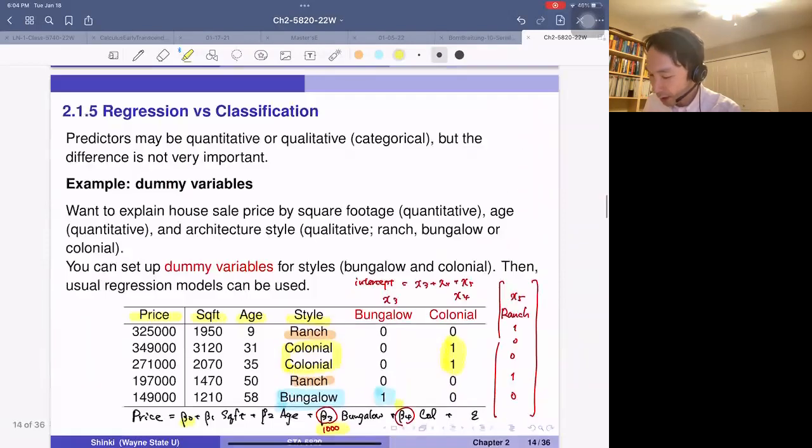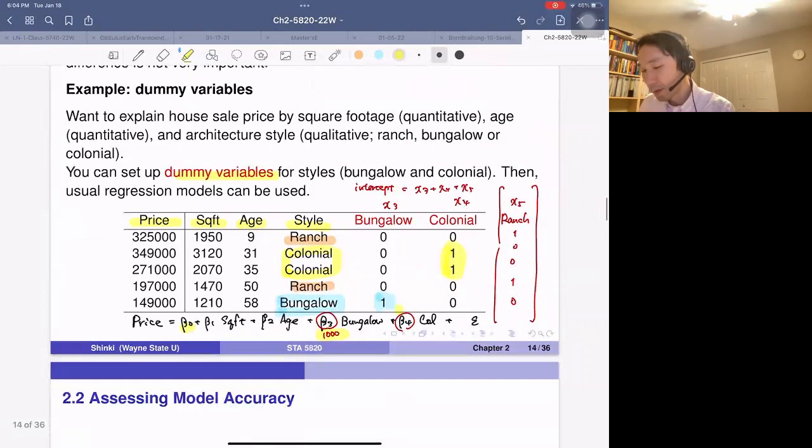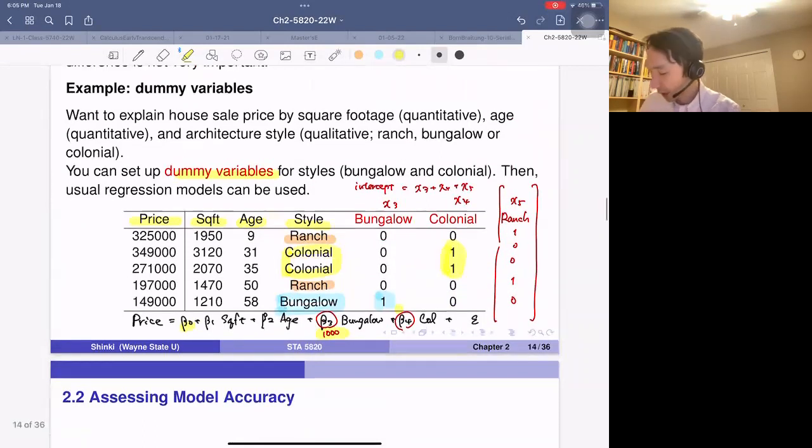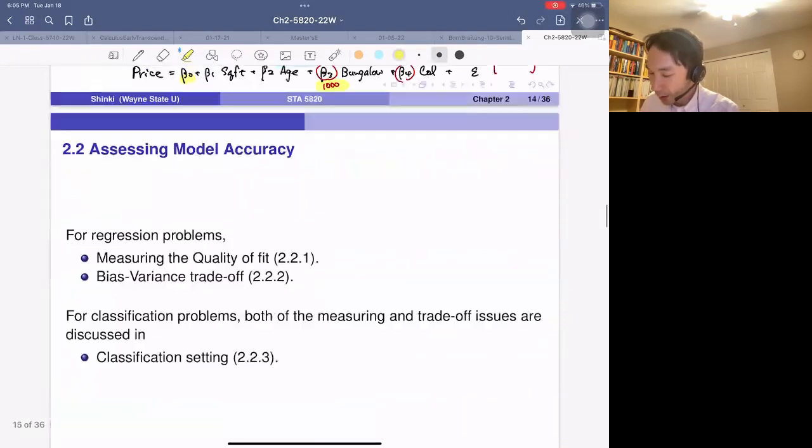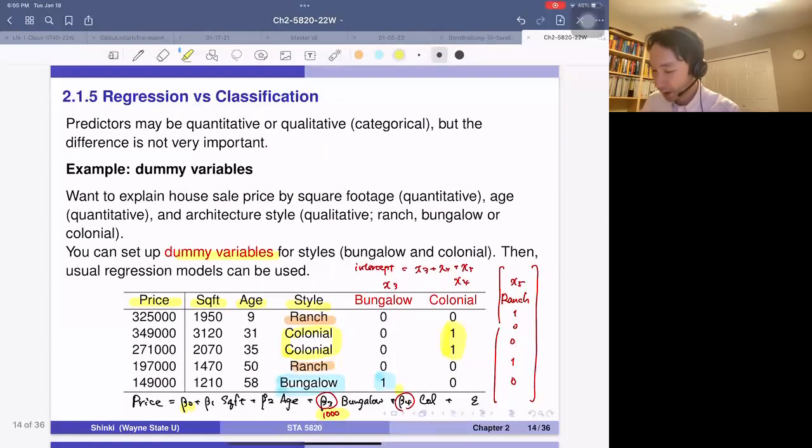Yeah, but anyway, by using these dummy variables, we can transform the categorical variables into continuous predictors. Actually, these are indicator functions. But yeah. Do you have any questions so far?